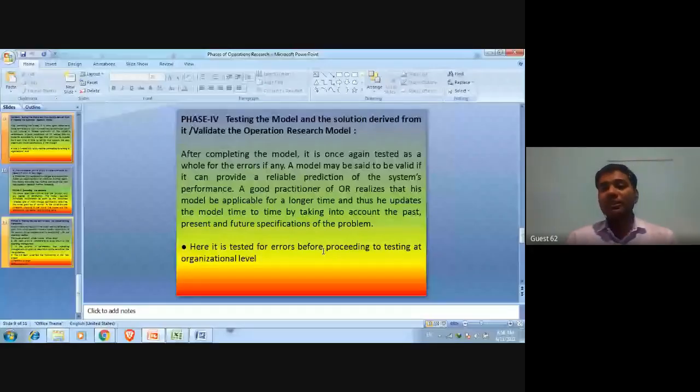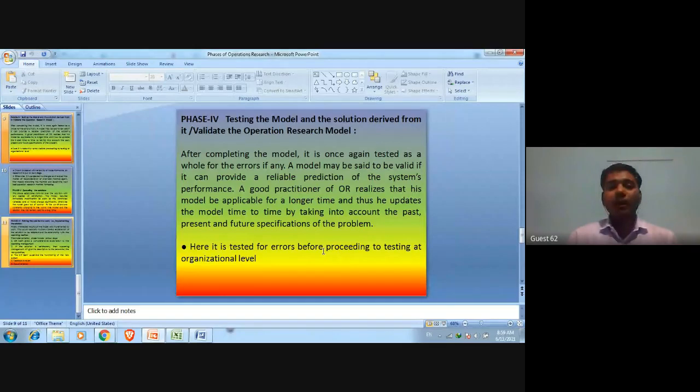A model may be said to be valid if it is a reliable prediction of the system's performance. You also have to check the reliability. And what is the reliability? After testing and testing, the results should not change. It should not happen that the first time you use it the solution is something, and the second time the solution is different. Then you have to check your model once again for any error.